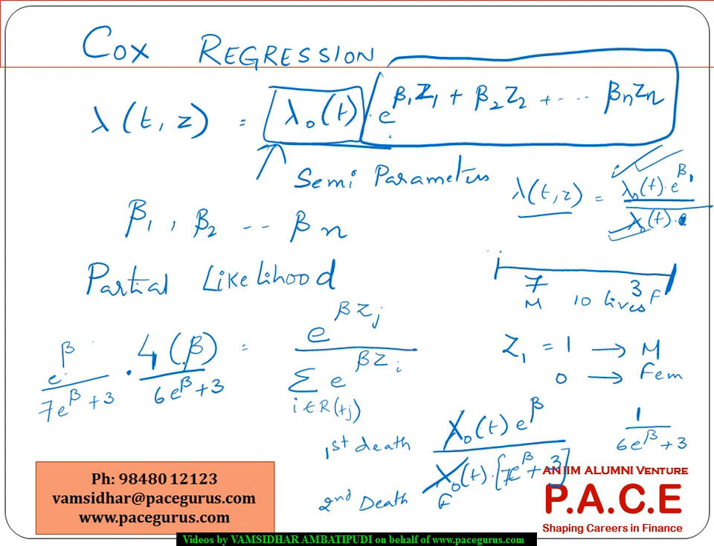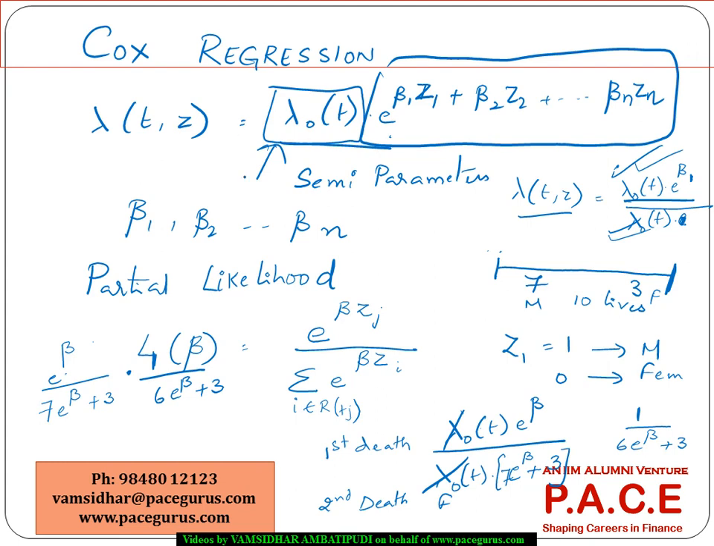Like that, whatever the number of observed deaths that have come up, I will compute their likelihood functions, and during the observation period, whatever deaths have occurred, we will take the multiplication of all of them, and that is what we call our partial likelihood function, right?